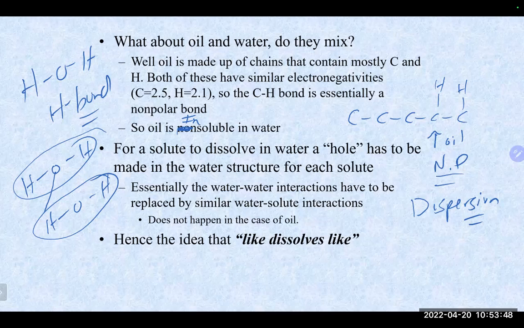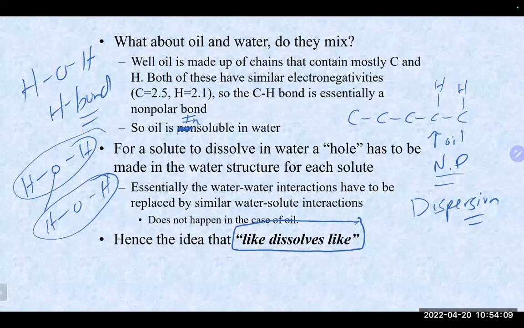So when we talk about solubility, there's a phrase you oftentimes hear, and that is the idea of like dissolves like. And what that means is things that have very similar intermolecular forces will be very soluble in each other. So things that interact the same way with somebody else as they do with themselves will be very soluble. And things that are using two opposite types of intermolecular forces will not be soluble in each other.